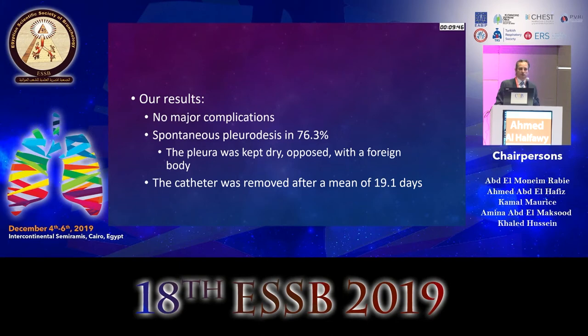In our first publication, we had a spontaneous pleurodesis rate of 76.3%, which we think was due to the continuous negative pressure and keeping the pleura dry at all times with a foreign body inside. We removed the catheters after a mean of 19 days.